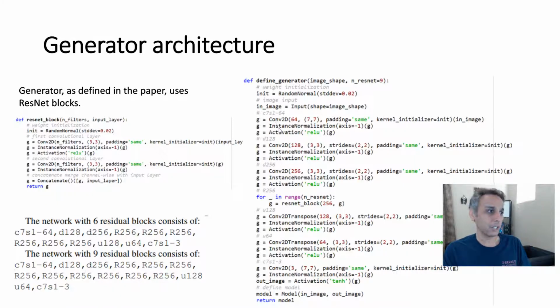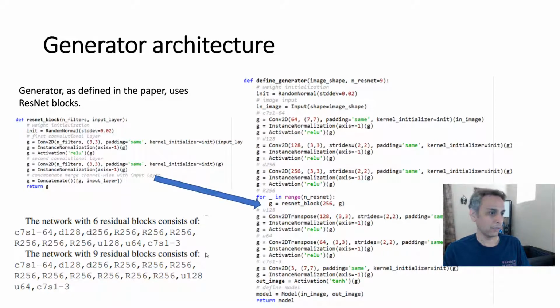This is followed by instance normalization, followed by activation. And then comes our D128. D128 is Conv, 128 filters, 3 by 3 and strides, and then instance normalization, activation. D256 is exactly the same, except here you have 256. And then comes our residual network blocks. 256, 256, 256, 256, 9 times. So here there is a for loop that adds the 256 residual block 9 times.